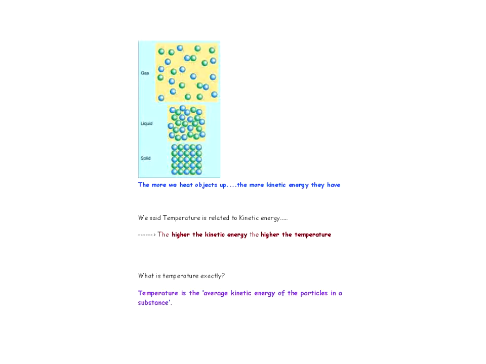Okay, so this diagram here is just showing us that as we heat objects up, they get more and more kinetic energy. Okay, so the more heat, the more kinetic energy.